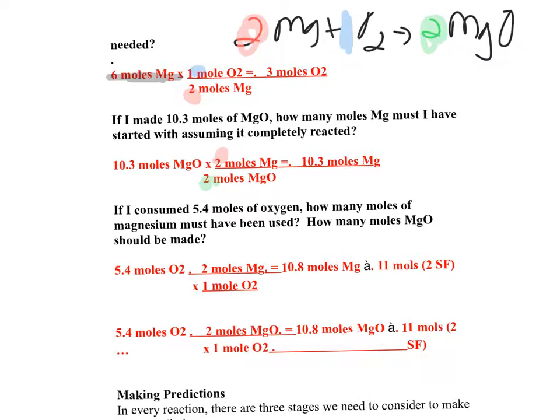Okay, they can also give us how much you use of something. That was the excess reactant. So if I consume 5.4 moles of oxygen, how many moles of magnesium must have been used? Again, I used oxygen and I'm looking for magnesium. Since I'm using oxygen, use its coefficient here too. I'm trying to find Mg, which is the red. I'm going to take 5.4 times 2 over 1, so that's 10.8, but my sig fig rules say I need to round that to 11.